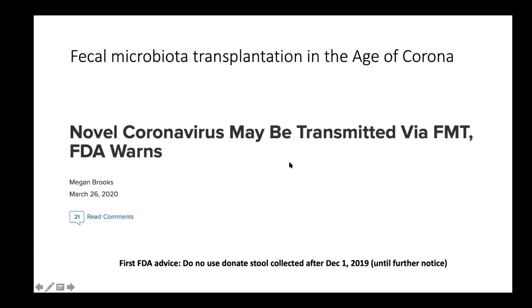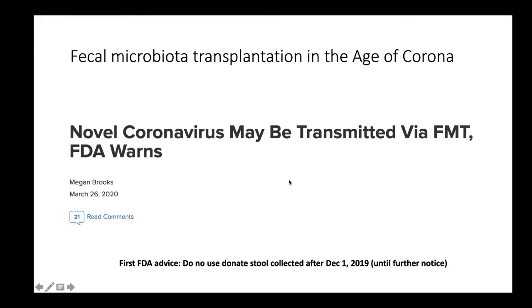But then I think this one is another one that's very important in our field that changed many things. Because if the virus is shedding in stool, then what about fecal microbiota transplantation? And the FDA in the US published a warning in late March where they say you should not use stools donated after December 1, 2019. That means after the occurrence of the virus, because we don't know what's going on. So everything collected after that has to go into quarantine. And then what to do?